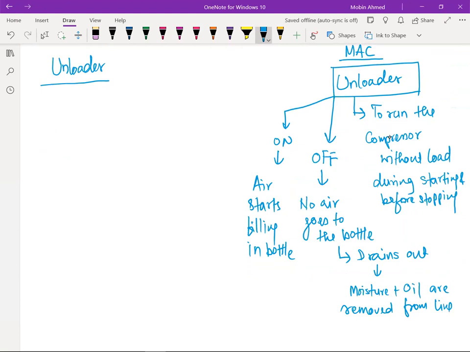And the second purpose. This is the one purpose.